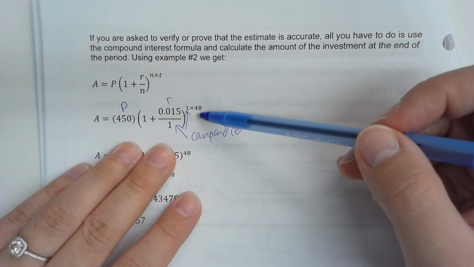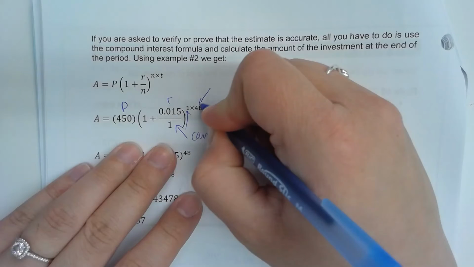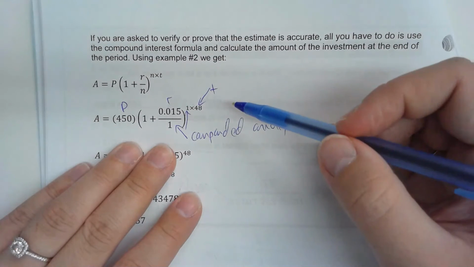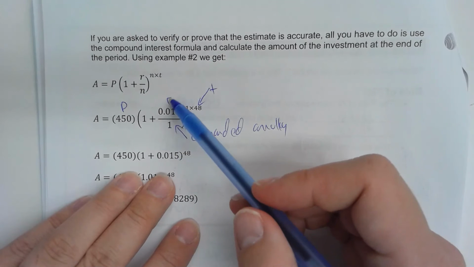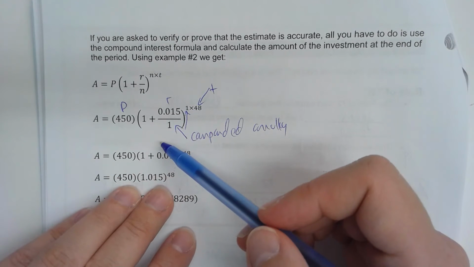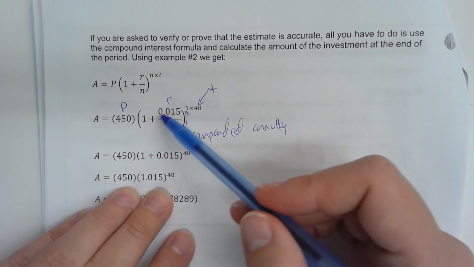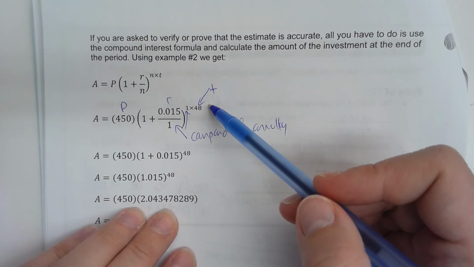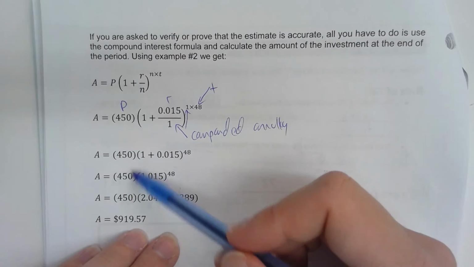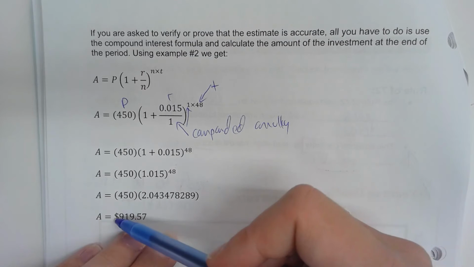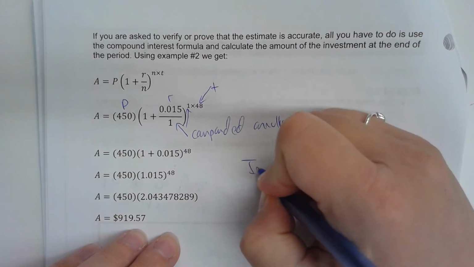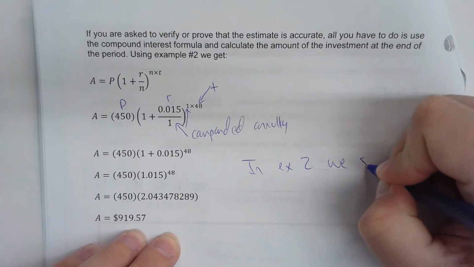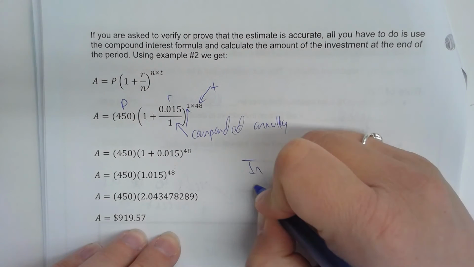In that example, we came up with 48 years, which is our time. And then we did the work here. So reminder, we're dividing first, then we're adding 1, then we're doing the exponent, and then we're multiplying, and you'll notice we end up with $919.57.